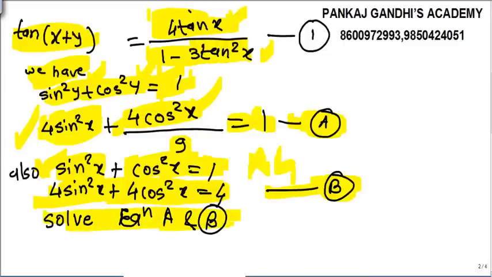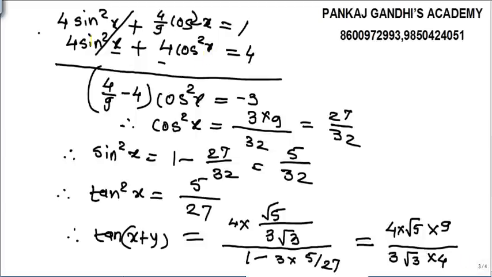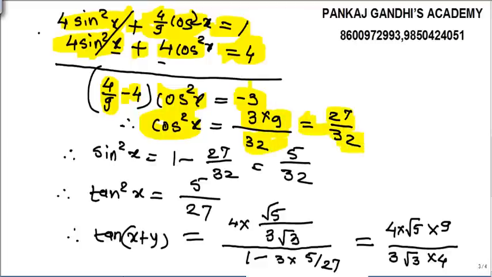Now let's solve equations A and B. We will do subtraction. So 4 sin square x plus 4 by 9 cos square x is equal to 1 divided by 4, minus 4 sin square x plus 4 cos square x is equal to 4. Now let's subtract. The sin square x terms get cancelled, and 4 by 9 minus 4 gives cos square x, and 1 minus 4 is obviously minus 3. Now the cos square x value is 3 into 9 divided by 32. The minus sign becomes plus, because the minus on both sides gets cancelled, and 3 into 9 divided by 32 is equal to 27 by 32.